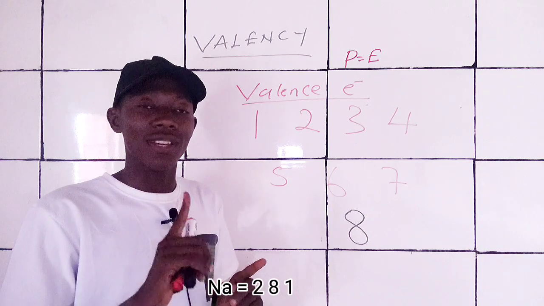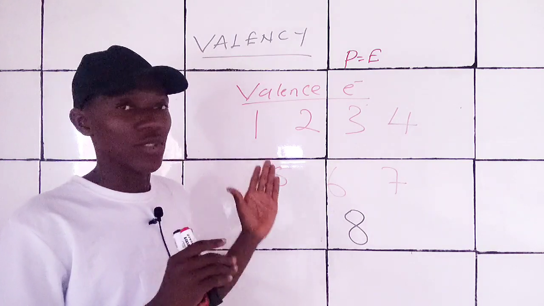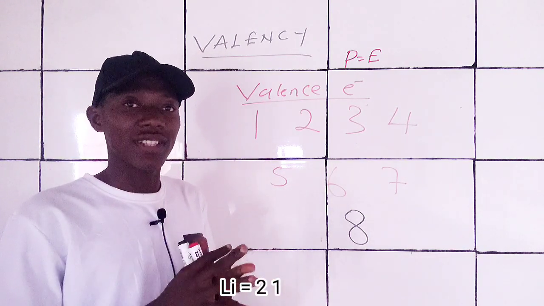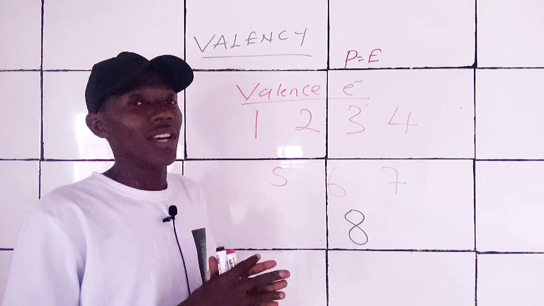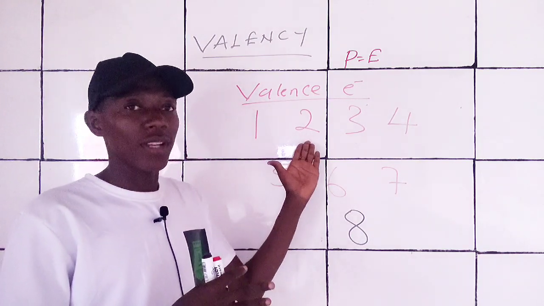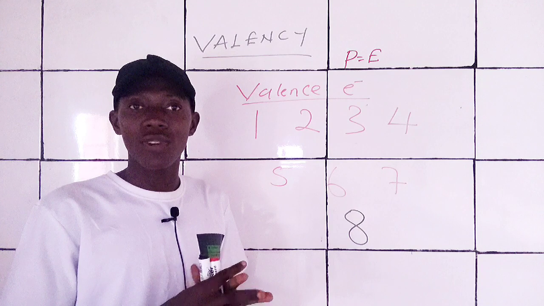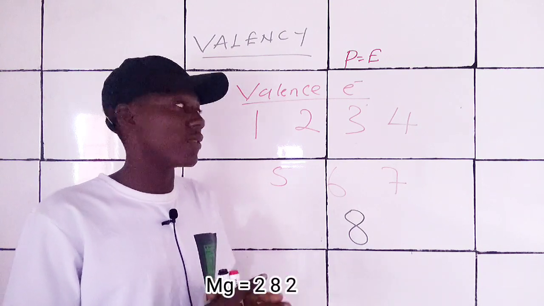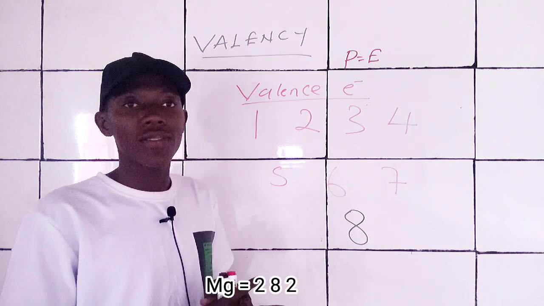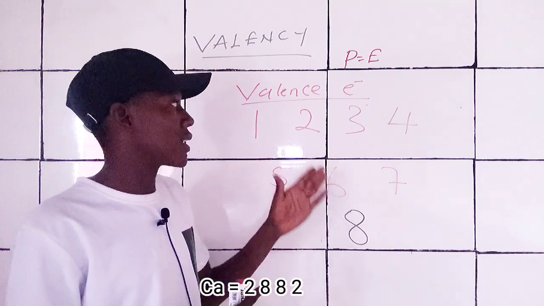The valence electron there is 1. Lithium is number 3, it is 2,1. The valence electron there is 1. So, and so many other elements. We have elements that have valence electron of 2, like magnesium, 2,8,2. The valence electron is 2. Like calcium, 2,8,8,2. The valence electron is 2.